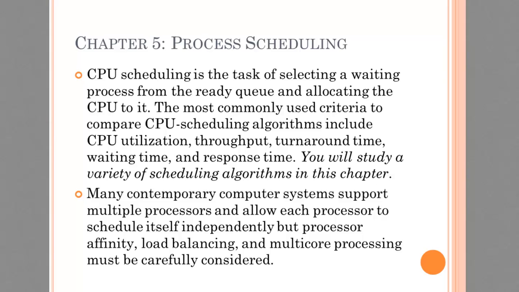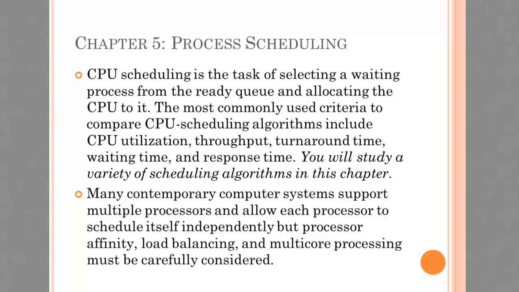So we're going to look at the most commonly used criteria to compare CPU scheduling algorithms, including CPU utilization, throughput, turnaround time, waiting time, response time. And you will study a variety of scheduling algorithms in this chapter. That's why that first discussion question we are doing is just first get a list of all of them. I think that's a good start. Get a list of all the possible process scheduling strategies, and then from there, understand what each one does, because there's a lot of them.